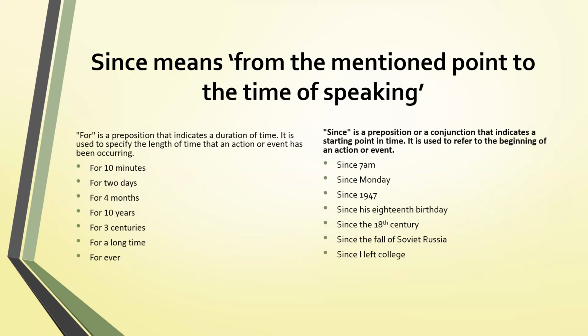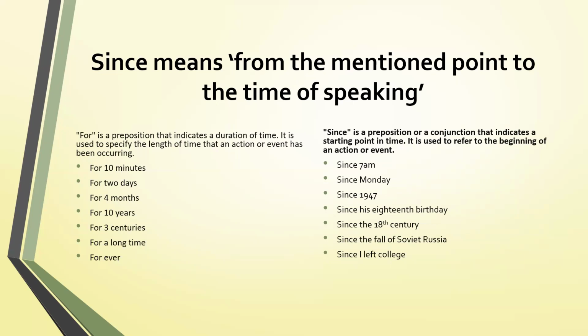In English, we use since to refer to a point of time. Since can refer to a point of time after a specific time or event in the past, or it can refer to a particular point beginning sometime in the past and continuing until the present time. The particular point in time could be anything, like since 7 a.m., since Monday, since 1947, since the 18th century, since the fall of Soviet Russia, since I left college.